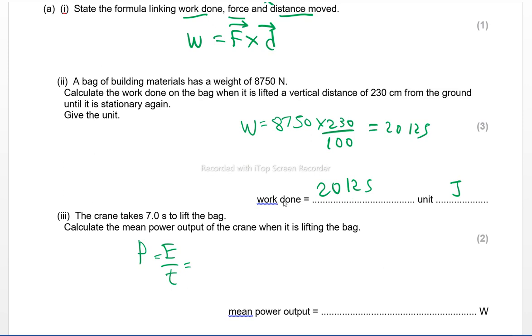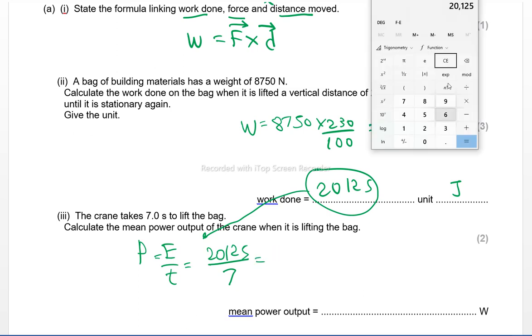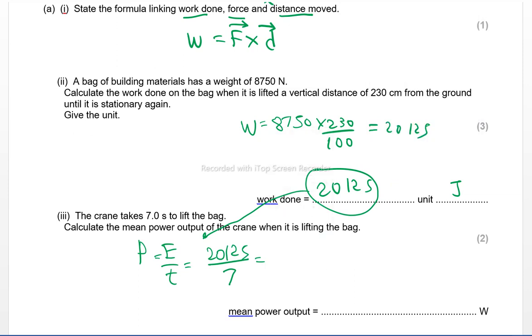and time taken is 7 seconds. So simply divide this by 7. 20,125 divided by 7. And I get the answer as 2,875. 2,875 watts.